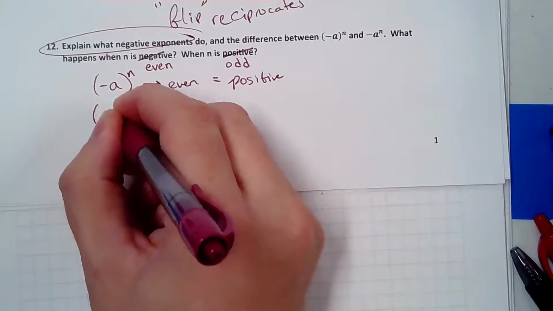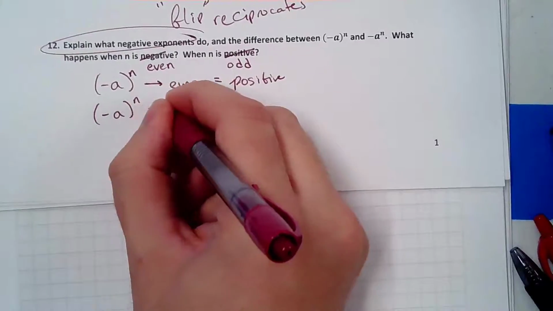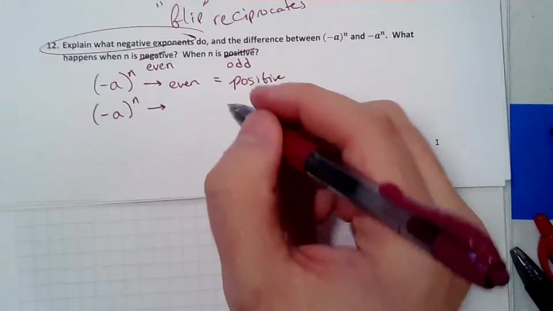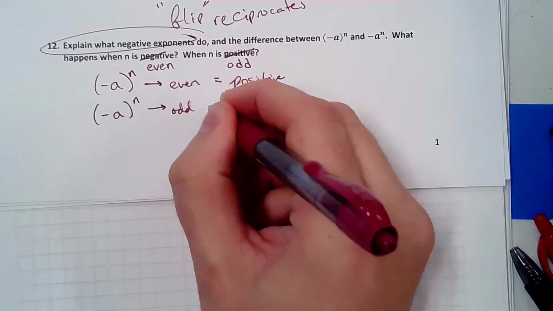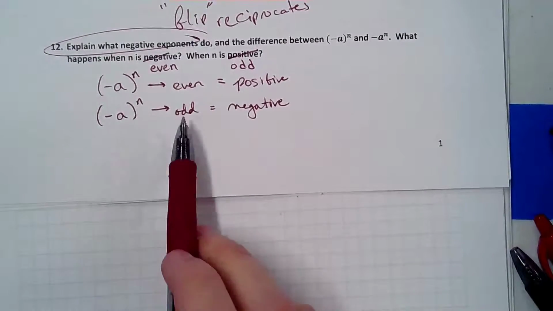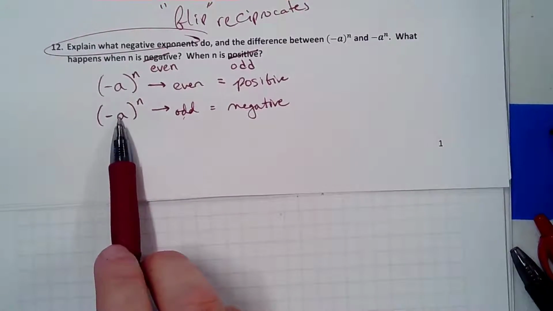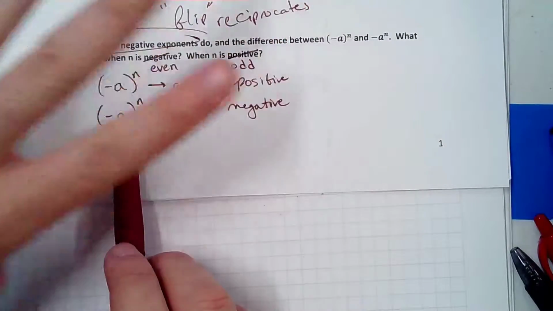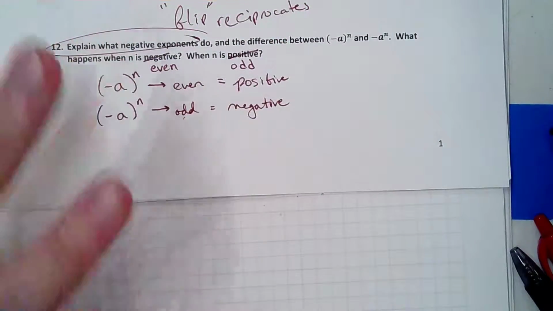Now, when it's negative a quantity to an odd number, like cubed, is that going to be positive or negative? If n is odd, it's going to be negative, right? Because we have a negative times a negative, that's positive, times a negative again, that's negative. You smell what I'm stepping in? Let me walk you through that.